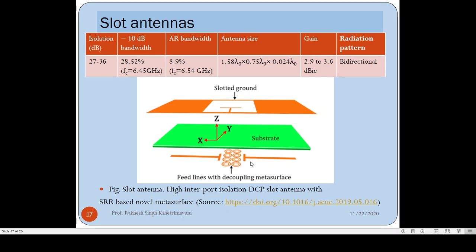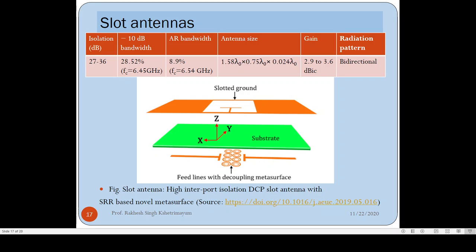We are feeding the signals from these two slots here, two microstrip lines here. There's a substrate in between. This is a ground plane. We are putting a slot in the ground plane. We are feeding the microstrip line in the other plane. You can see a metasurface here. This metasurface is made up of split ring resonators.